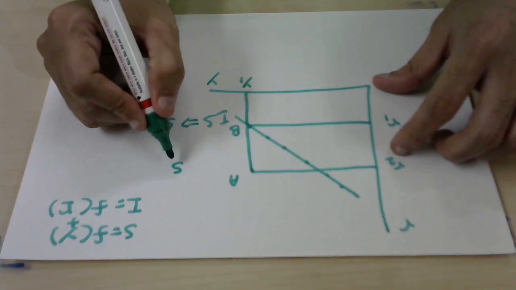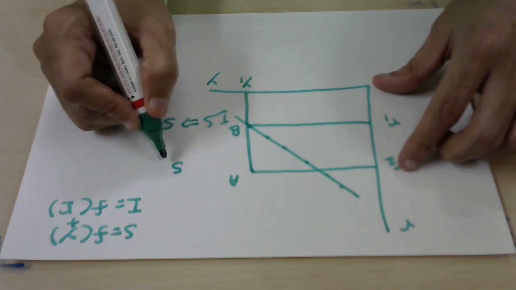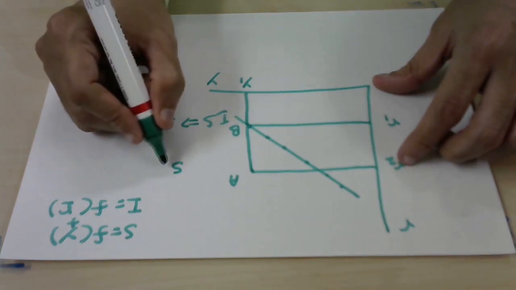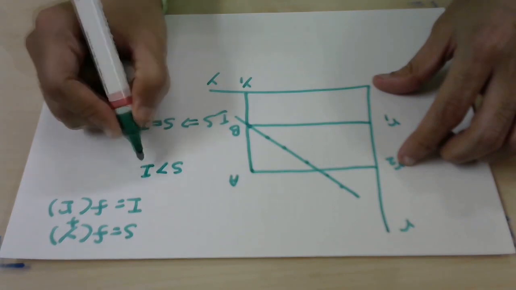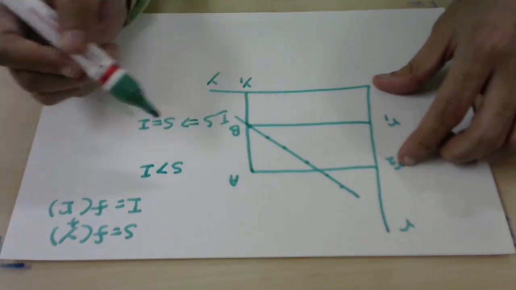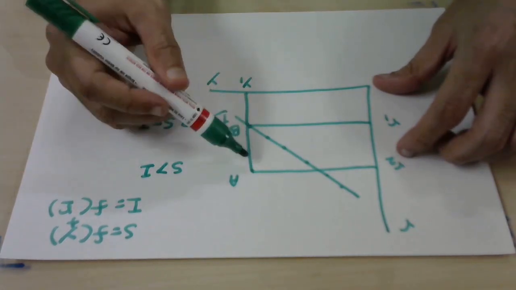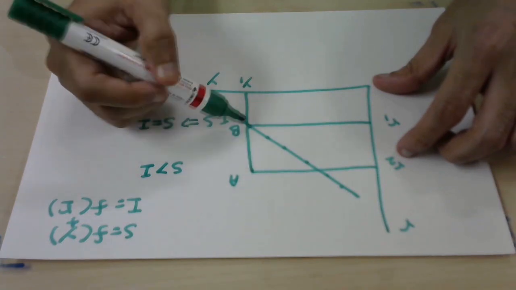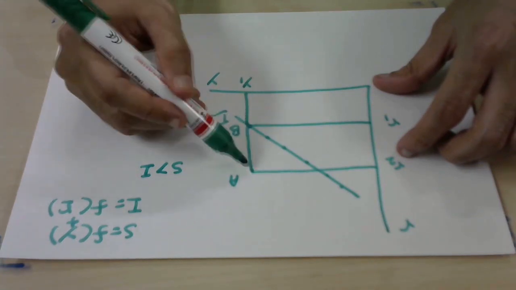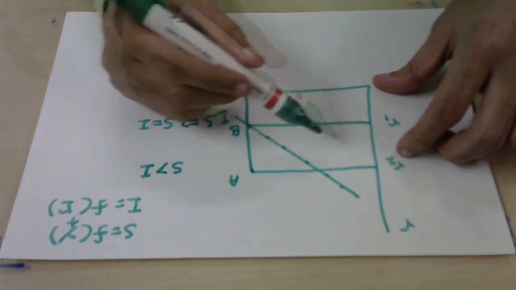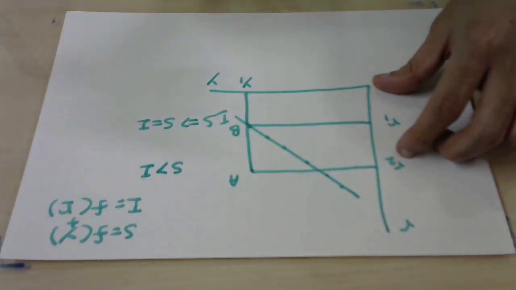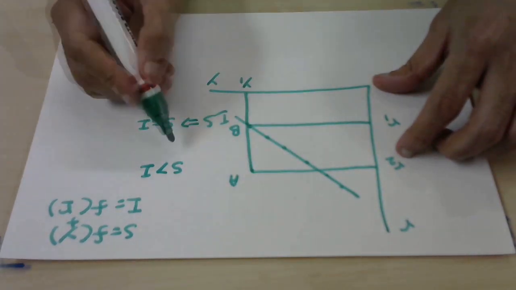So I can represent this as saving greater than investment, because saving is the same at A and B, but investment is relatively low at A compared to point B, because point A represents a higher interest rate. I hope you got it.